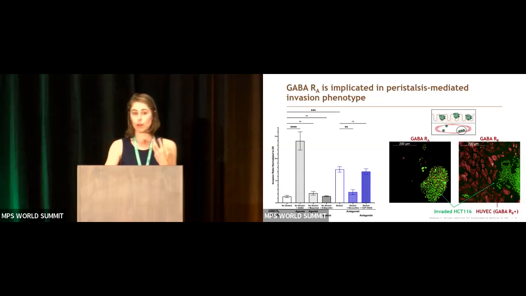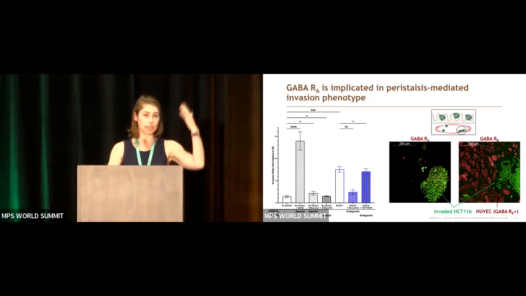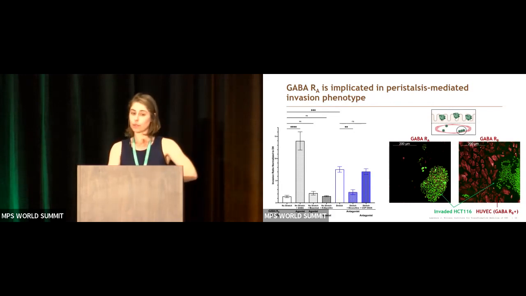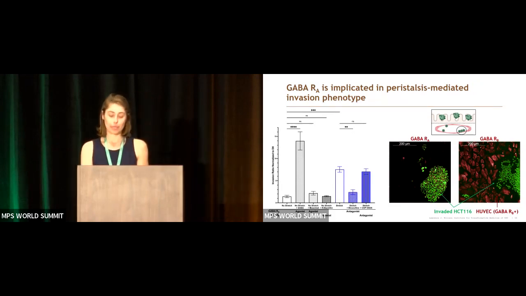In addition, we can also perform some immunofluorescence on the invaded cells. The tumor cells that have invaded into the bottom channel, they've adhered, and we can see that they stain positive for GABA receptor A and negative for GABA receptor B, although my endothelial cells stain very nicely for GABA receptor B in the image on the right.